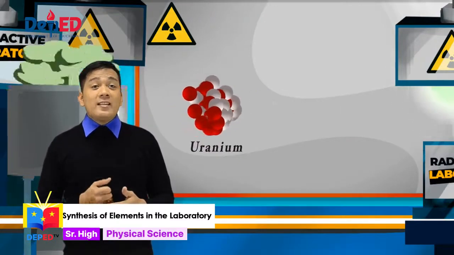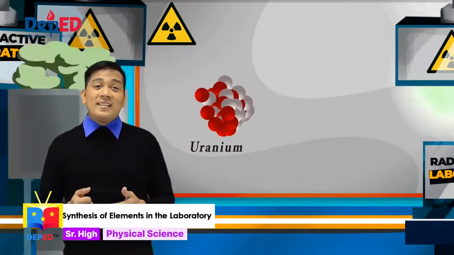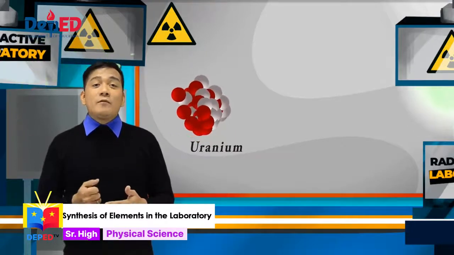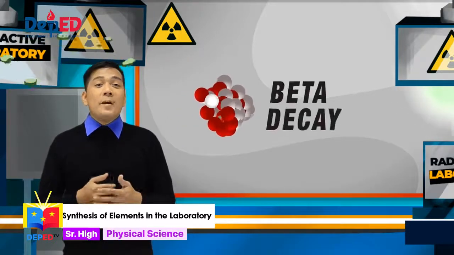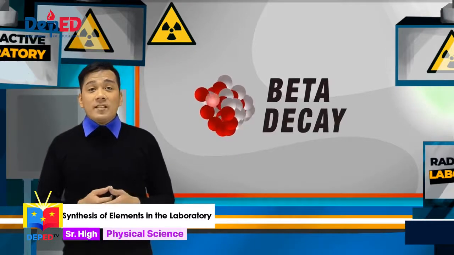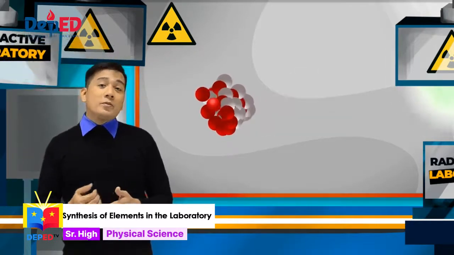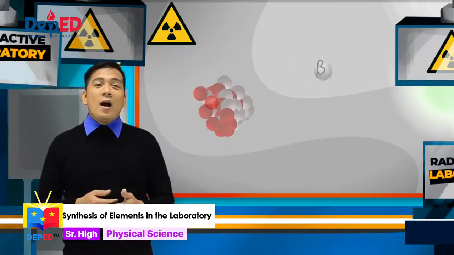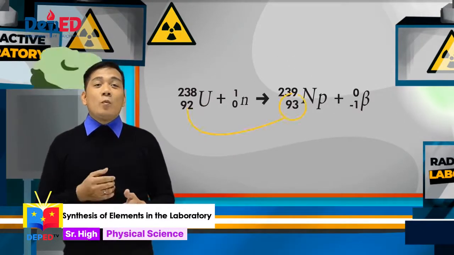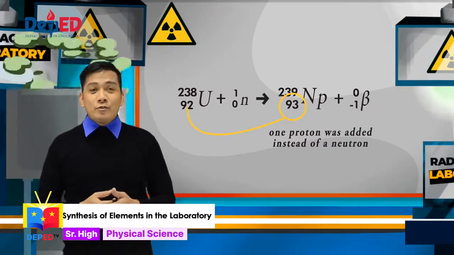First, the neutron attached to the uranium nucleus. Second, atoms that have too many neutrons compared to protons have a greater tendency to undergo beta decay. When this happens, one neutron turns into a proton, and a beta particle is released. This is the reason why in the equation, it shows that one proton is added instead of a neutron.